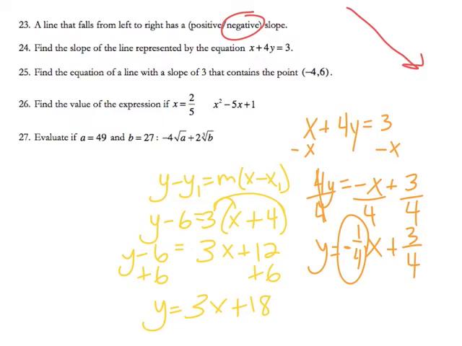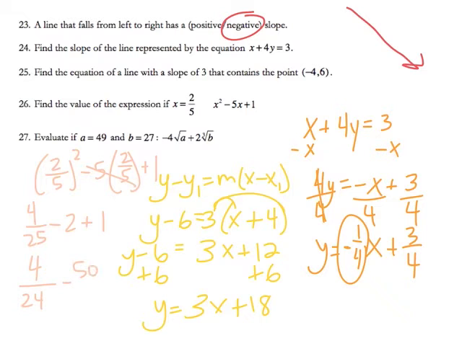All right, number 26. For number 26, you're plugging in the 2/5 for x. And in this case, I'm going to square the fraction by squaring the top, squaring the bottom. This is going to be minus 2 plus 1. So 4/25 minus 50/25 plus 25/25.